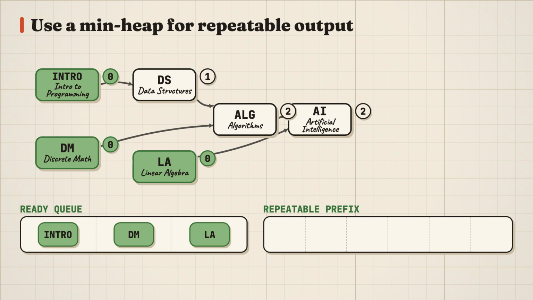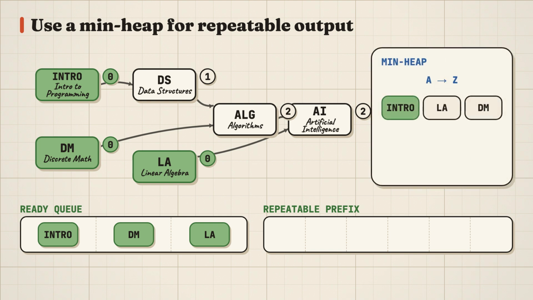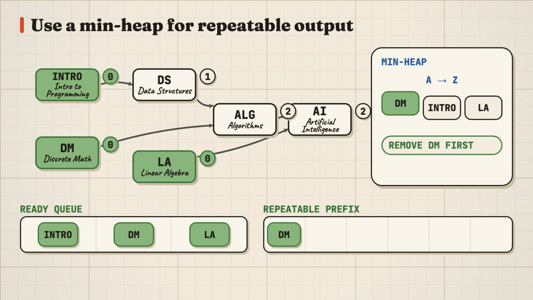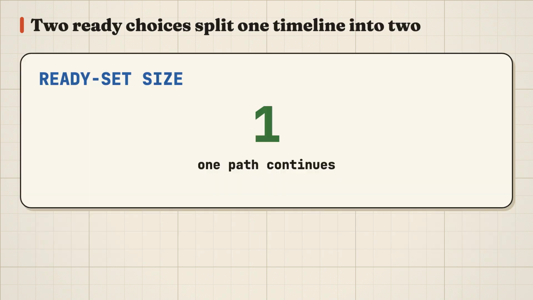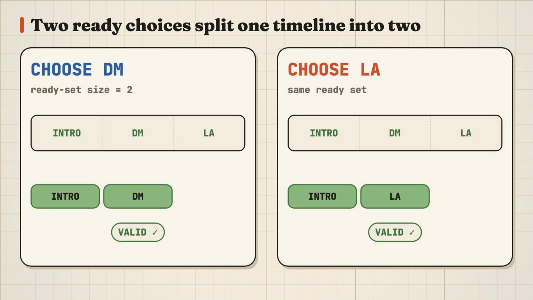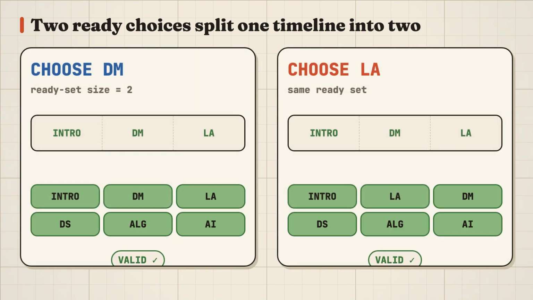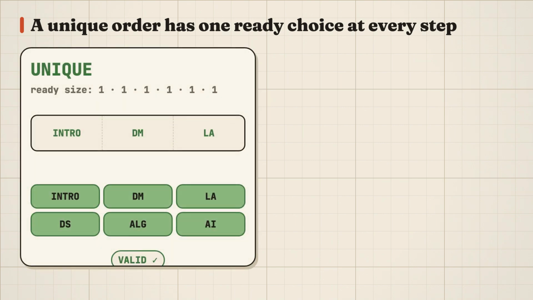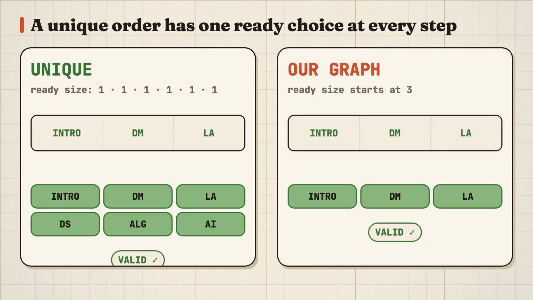If we need the same result every time, we can use a min heap. It still stores only the ready courses, but it always removes the alphabetically smallest course. The ready courses also tell us whether the topological order is unique. If 2 courses are ready at the same time, either one can come next, so more than one valid order exists. A topological order is unique only when exactly one course is ready at every step. Our graph begins with 3 ready courses, so its order is not unique.